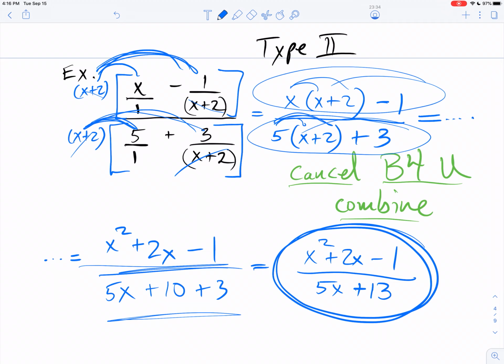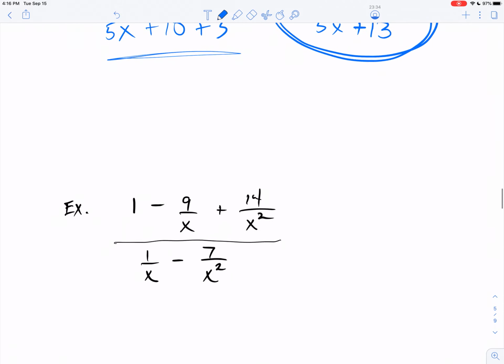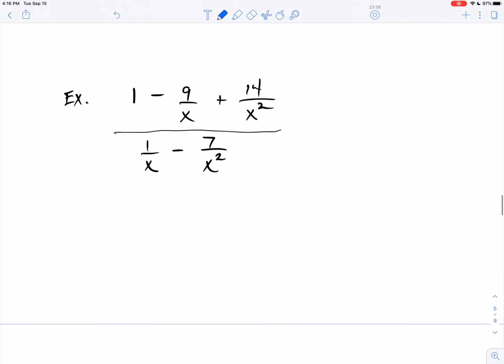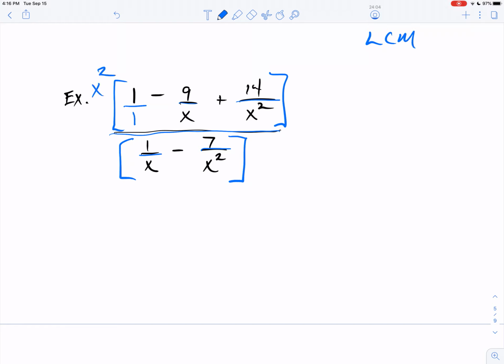Let's take a look at another type 2, please. Because type 2s are sneaky. See this one? This time I could put a 1 under here, so I got 1, 2, 3, 4, 5, 6 fraction bars. That is definitely more than 3. I am also going to take the entire top and the entire bottom, and I am going to multiply it by the LCM, which happens to be x squared in this case.